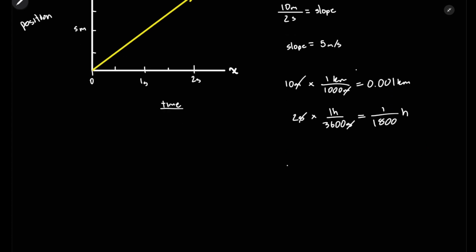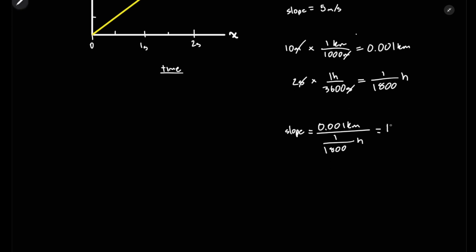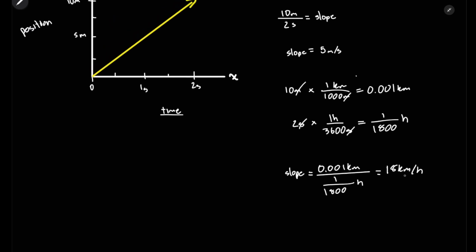It's going to be slope, because we're measuring the slope of this line. Slope equals 0.001 kilometers over 1 over 1,800 hours, which is equal to, let me just calculate this real quick, 18 kilometers per hour. So this value and this value represent the same exact speed.